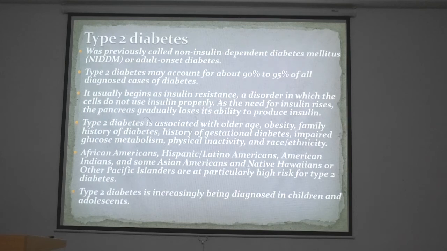Type 2 diabetes is associated with older age, obesity, family history of diabetes, history of gestational diabetes, impaired glucose metabolism, physical activity, and race and ethnicity. These all are the causes.